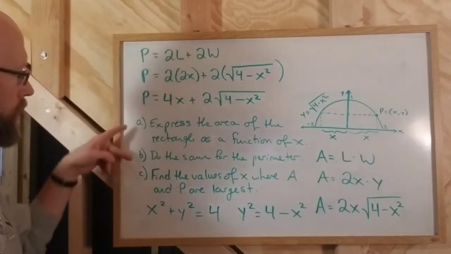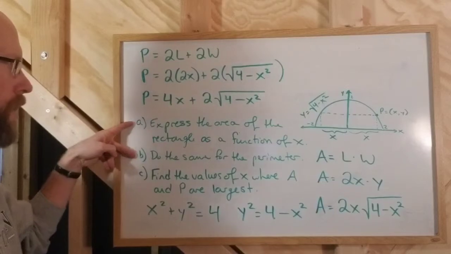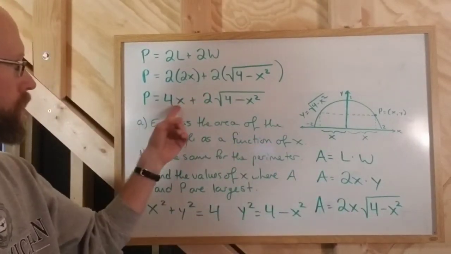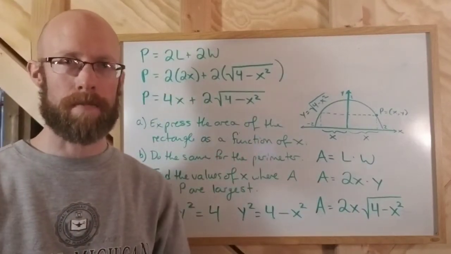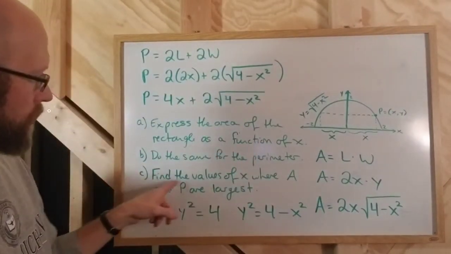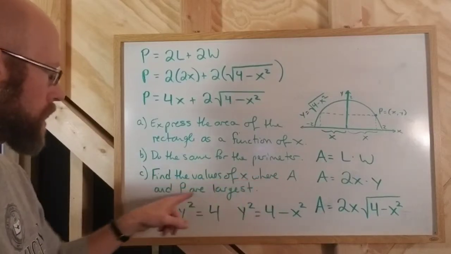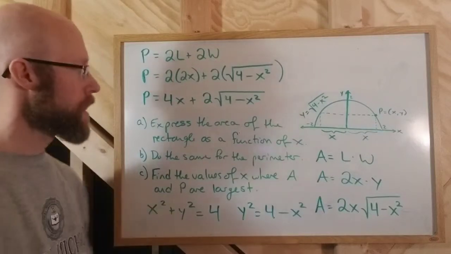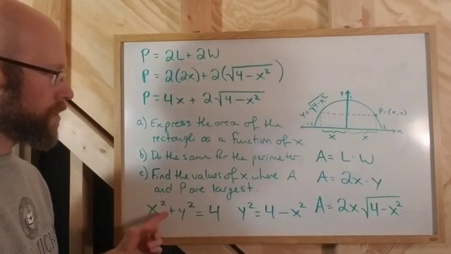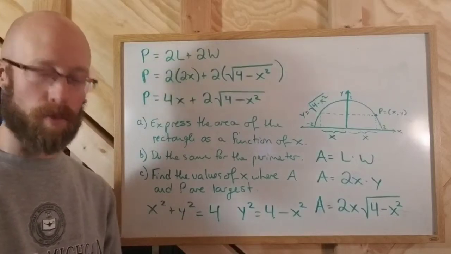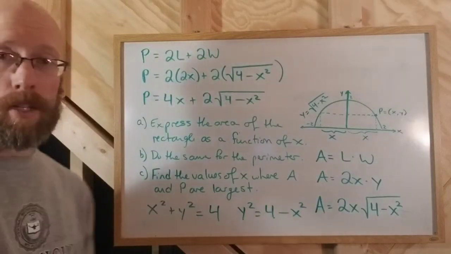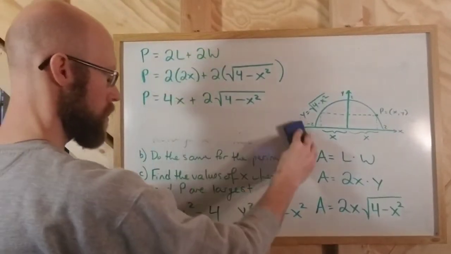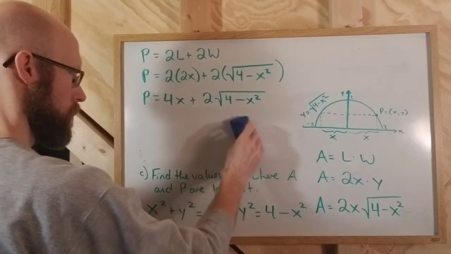Okay. So that satisfies both of questions A and B, expressing the area as a function of x, doing the same for the perimeter. Both are just functions of x. X is the only variable there. Now part C says find the values of x where A and P are largest. Well, these two functions must have a maximum on them. And so what we're going to do is try to find the x value that maximizes the area and the perimeter. And it may be two different values. So I'm going to erase parts A and B here in the question, a little bit more space.